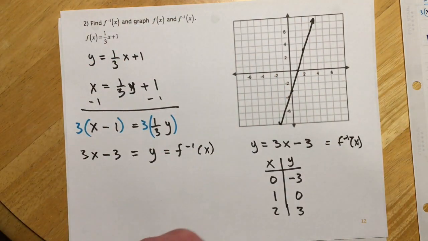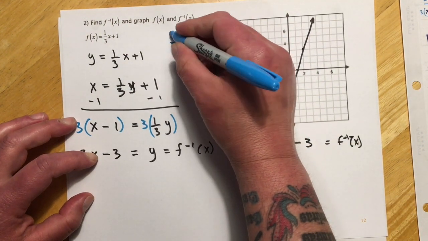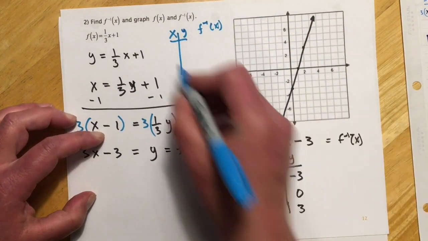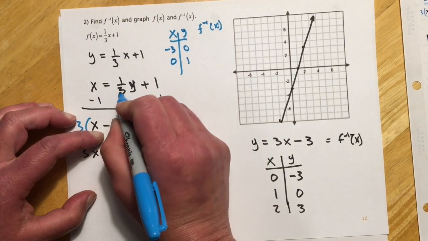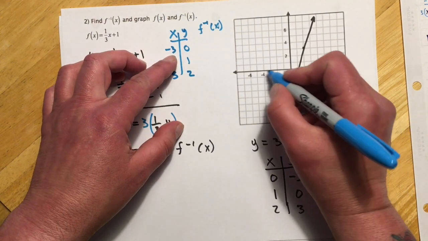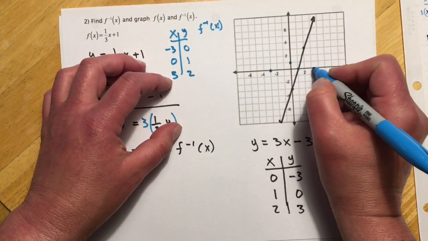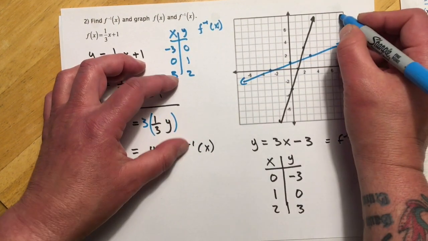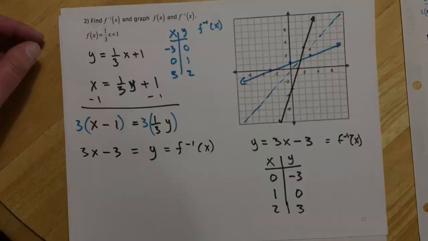So then for this one, and I picked this one to plug into because it didn't have the fraction. But for this one, for the original, I just reverse the points. Negative 3, 0, 0, 1, and 3, 2. So when x is negative 3, y is 0. When x is 0, y is 1, and then 3, 2. And we're seeing that same symmetry along the line y equals x.